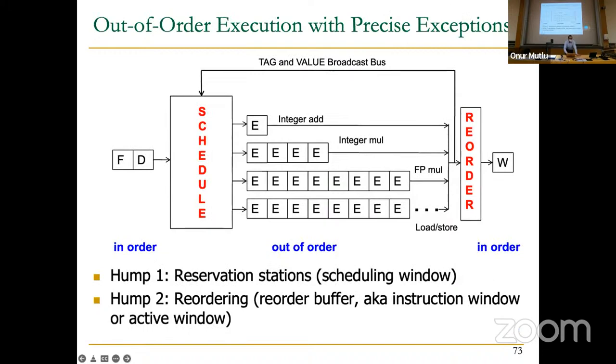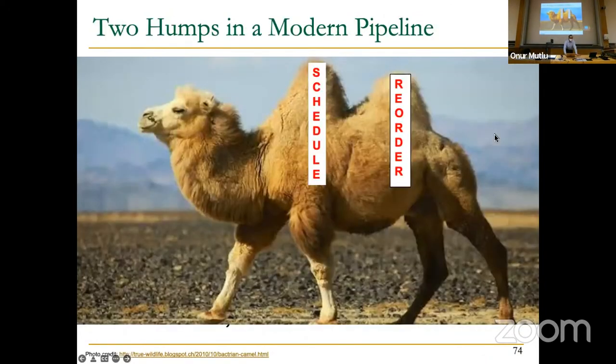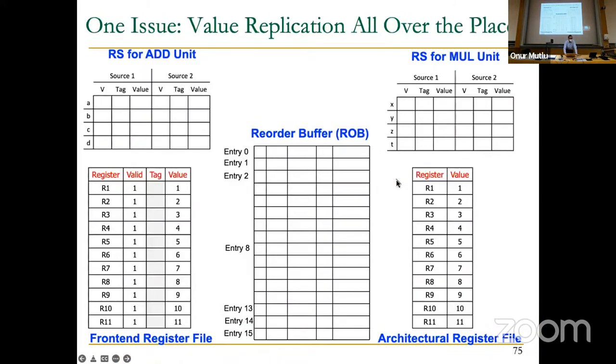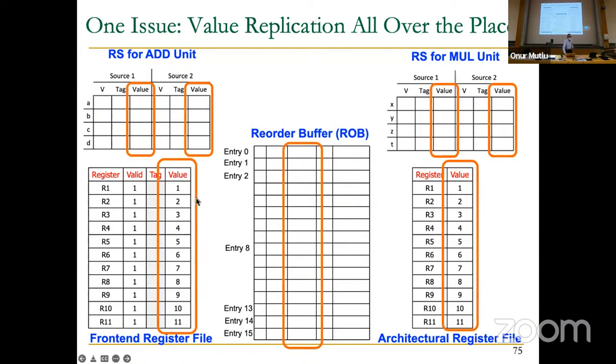So let's take a look at this. Basically, this is the reordering that we add, and that's what the second hump is. We looked at the schedule hump. Let's look at the reorder hump a little bit. But one issue with this is now values are replicated all over the place. Let me give you the extent of the problem. There are values all over the place where I mark these.